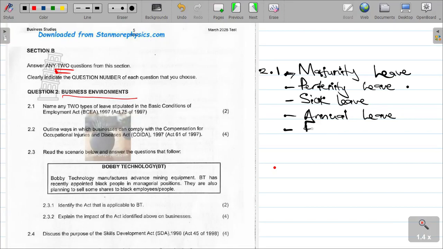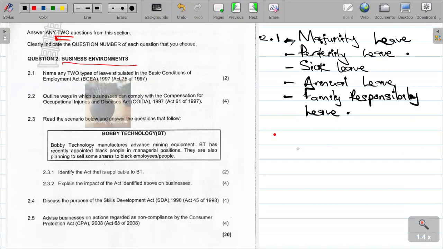And lastly, we have what you call family responsibility leave, which is granted to an employee when maybe a close family member passes on. If a family member dies, an employee is requested to bring a death certificate as proof for this leave, right? Let's move on to 2.2.